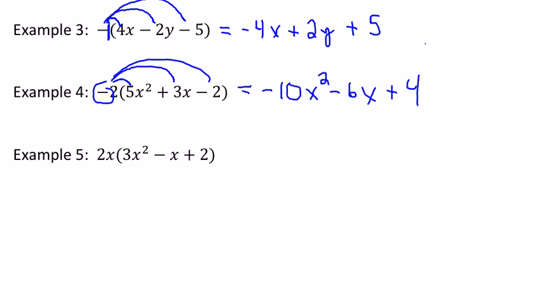And then the last one, now your term outside actually has a variable as well, so you just have to use exponent rules. So 2x times 3x is just 6x squared, and then 2x times negative, or 6x to the third, my bad. And then your 2x times negative x is just a negative 2x squared, and 2x times 2 is just a positive 4. And so that's your answer for that problem.